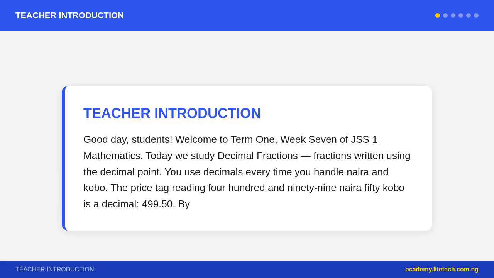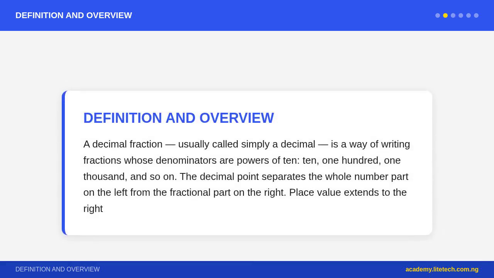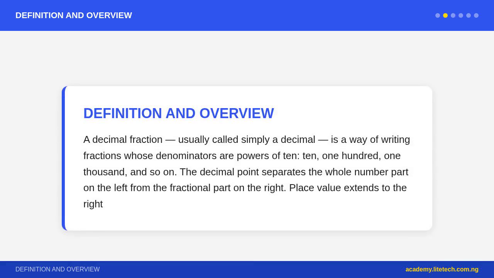Nigeria's currency system perfectly illustrates this. 1 Naira equals 100 Kobo. So 50 Kobo is 50 hundredths of a Naira, written as 0.50 Naira. 25 Kobo is 0.25 Naira. If a tomato costs 6 Naira and 75 Kobo, we write it as 6.75 Naira. The 6 is in the ones place. The 7 is in the tenths place, 70 Kobo, or 7/10 of a Naira. The 5 is in the hundredths place, 5 Kobo, or 5/100 of a Naira.